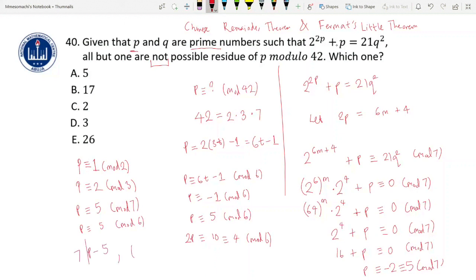So it means that 7 divides P minus 5 and 6 divides P minus 5. Since 7 and 6 are relatively prime, it implies that 42 divides P minus 5. And so P is congruent to 5 mod 42. So the answer is option A, 5 mod 42. This is just one of those cases where you have to pay attention to the problem and try to understand it, because there's actually only one possible residue modulo 42, and that is 5.